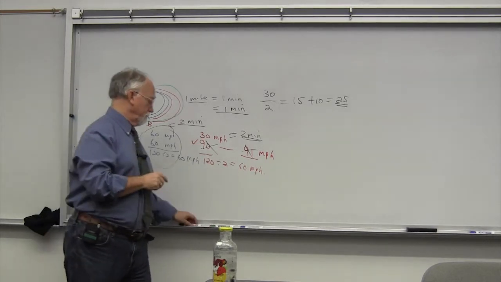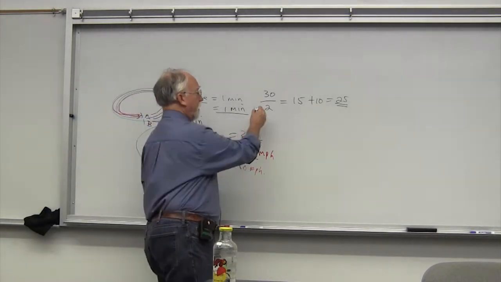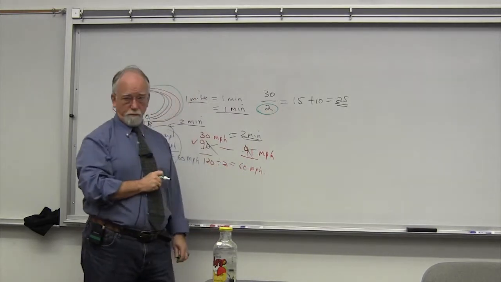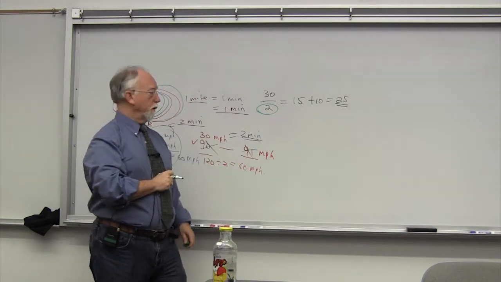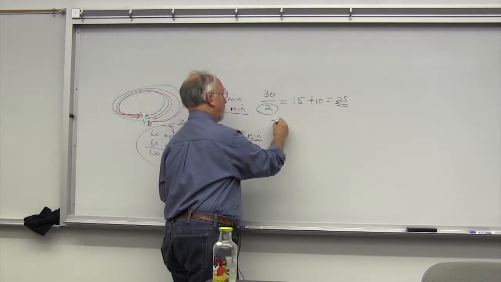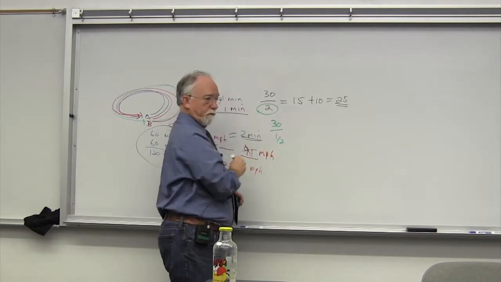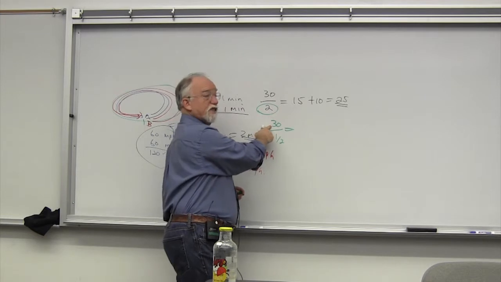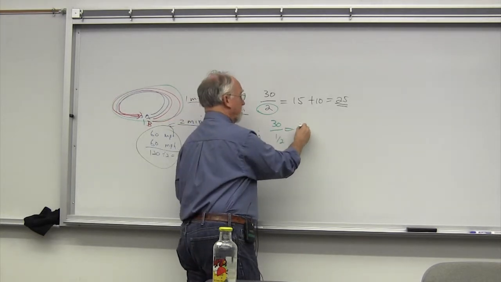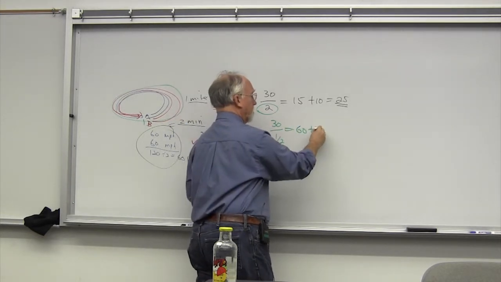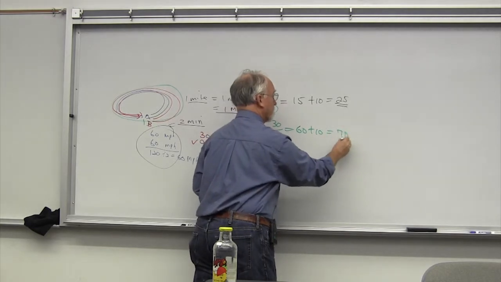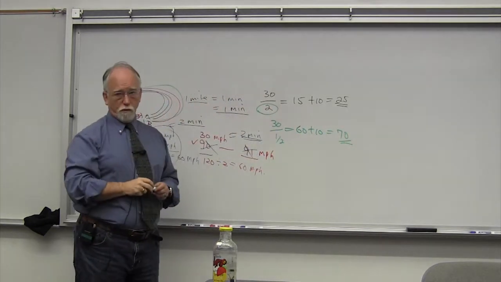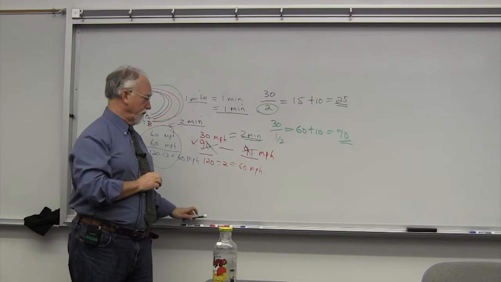Well, because this is dividing 30 by 2. So this divides 30 by 2. We needed to divide 30 by 1/2, which equals, how many halves are there in 30? There's 60, right? So there's 60 halves in 30 plus 10 equals 70. So the right answer for that one was 70.